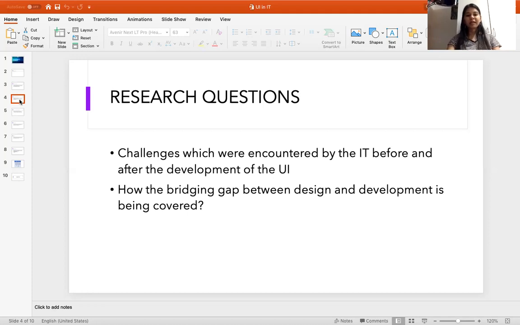In this, we have the challenges which were encountered by IT before the development of UI, and how the bridging gap between design and development is being covered. As we already know, designers and developers have very different yet equally important roles in designing or developing any website. So it is often said that without development, design is useless, and without design, development is useless. So both play a very important role in any website designing.